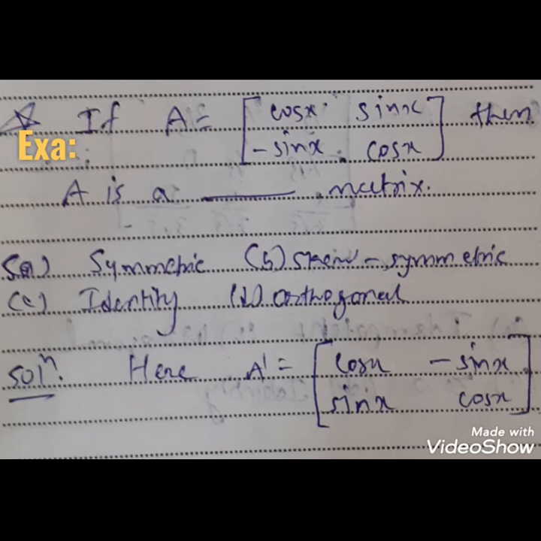For the orthogonal matrix, we take the transpose of the given matrix. So the transpose of the given matrix will be cos x and minus sin x as the elements of the first row, and sin x and cos x as the elements of the second row. It means all the rows are interchanged into columns. So we get A dash equal to this.